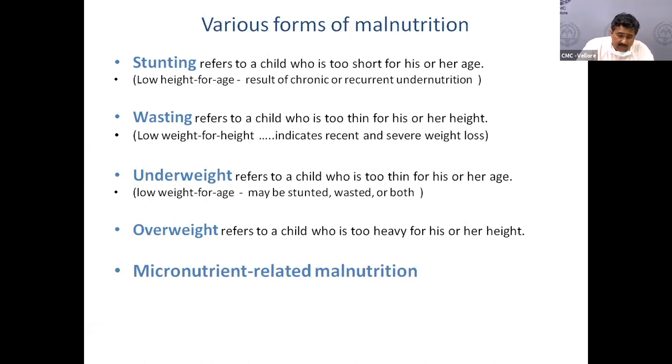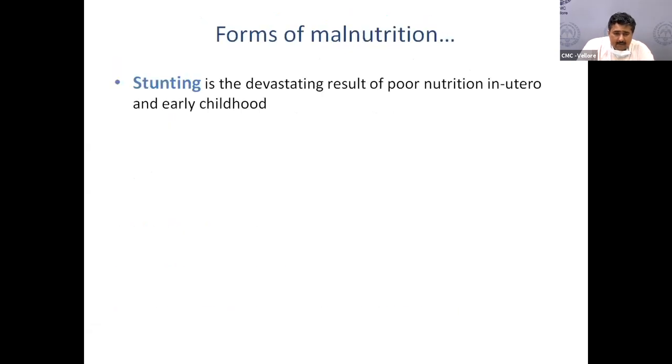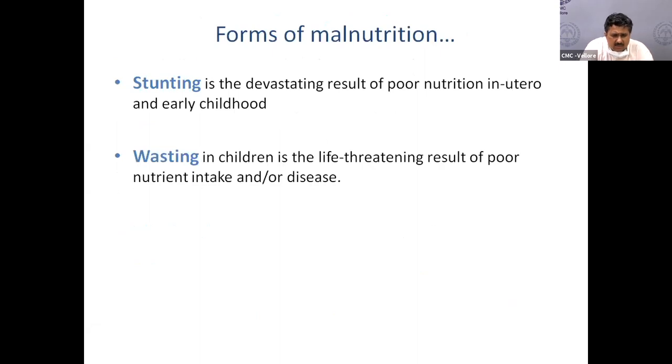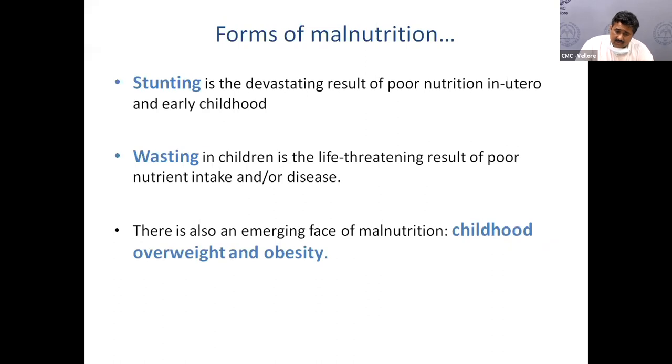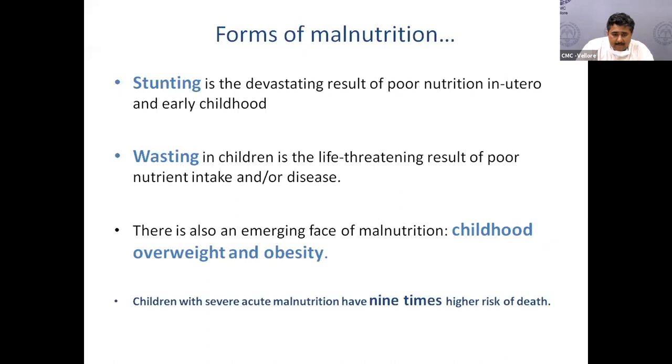We can also say that all this comes under macronutrient related deficiencies. We can have micronutrient related malnutrition, and there can be a combination of all of these together. Wasting and stunting may be a result of poor nutrient intake, or can result from multiple diseases too. The emerging challenge is childhood overweight and obesity. Severely malnourished children have a propensity to get infections and a more than nine times higher risk of morbidity and mortality.